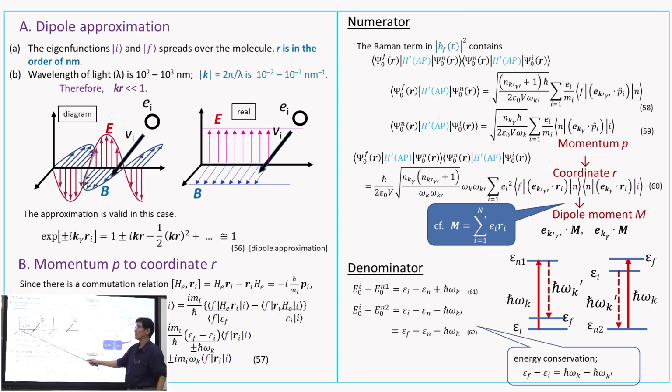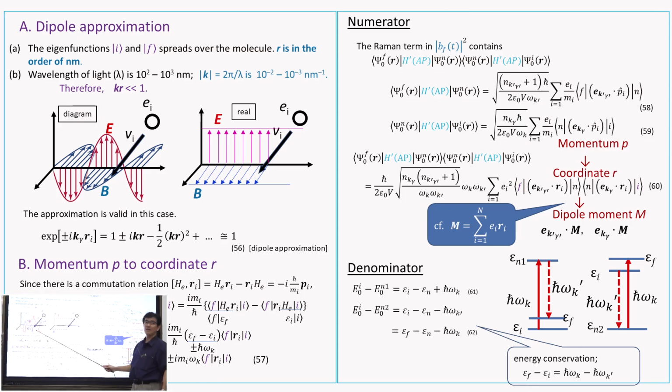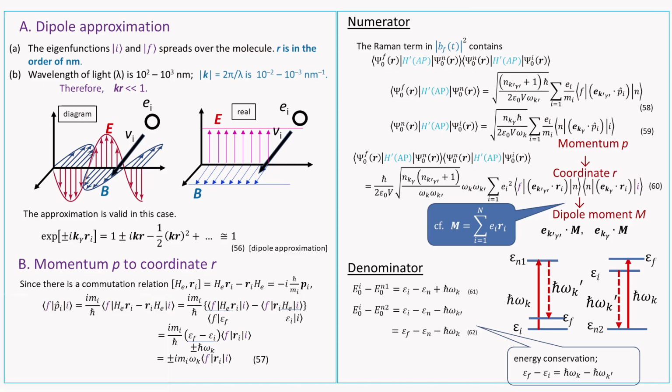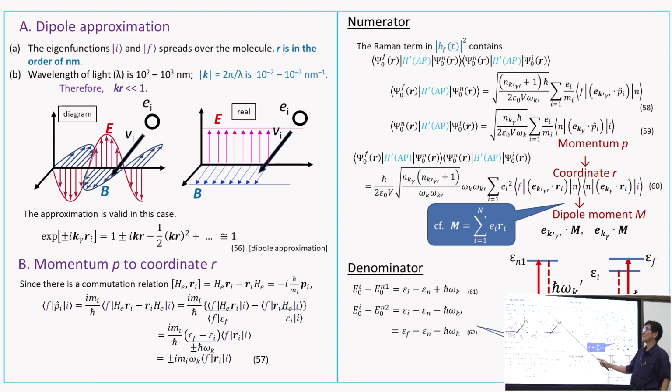On the other hand, we also consider the electromagnetic field. What is the wavelength? Green light, 532 nanometer YAG laser, nearly 500 nanometer. Okay, so let's think about 10 to the second or 10 to the third nanometer. Then, in this case, the length of the wave number vector is equal to 2 pi over lambda. And this is in the order of 10 to the minus second to 10 to the minus third nanometer inverse.